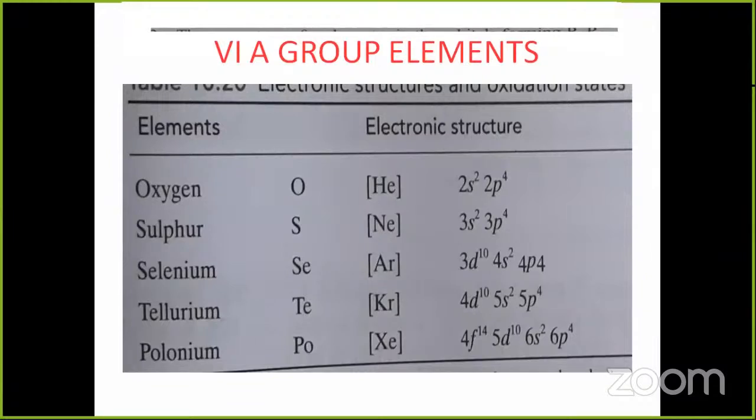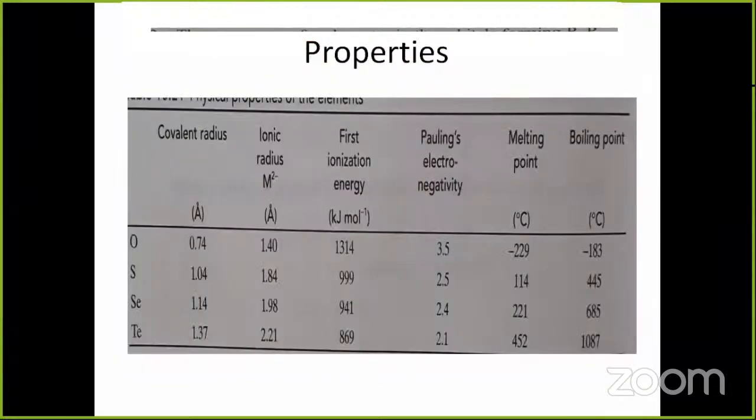If they receive, it is minus. If they donate and lose, it is positive; if they gain, it is minus. So since there is a requirement of 2 electrons, the elements can show the -2 oxidation state. This is possible when, if you take a small atomic size element like oxygen. Now you see these are the properties: covalent radius, ionic radius, ionization potential, electronegativity.